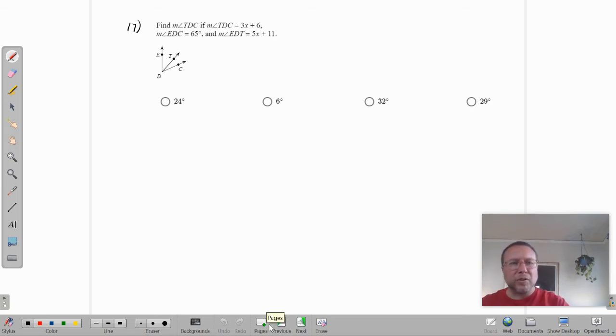All right, so another kind of diagram. We've got to make sure we get this diagram set up correctly. One thing you notice on that last one is some arrows to indicate where the angle was. So like TDC is this tiny little wedge here. So I'm going to do TDC. TDC is that angle right here. So that is 3x plus 6. And then EDC is 65. So that means the whole angle is 65 degrees.